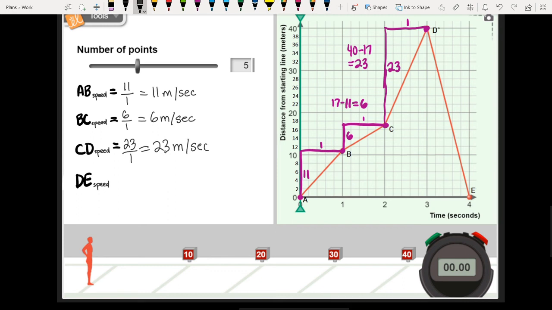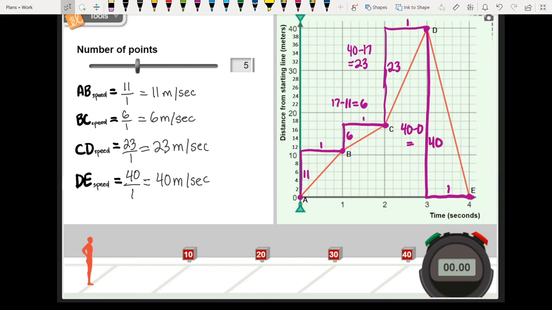Okay, lastly, let's look at D and E. D and E, we draw a triangle. I'm going to go a little bit faster now. We went from 40 down to 0. What's the difference? 40 minus 0 equals 40. So they traveled 40 meters over how much time? 1 second. So the distance was 40 meters over the time was 1 second, gives me 40 meters per second.